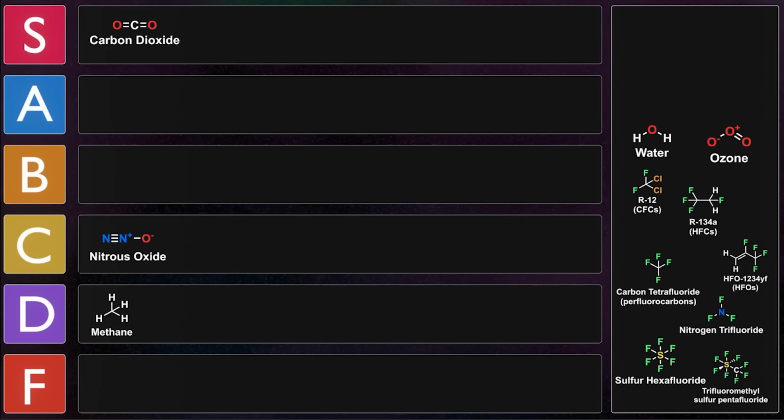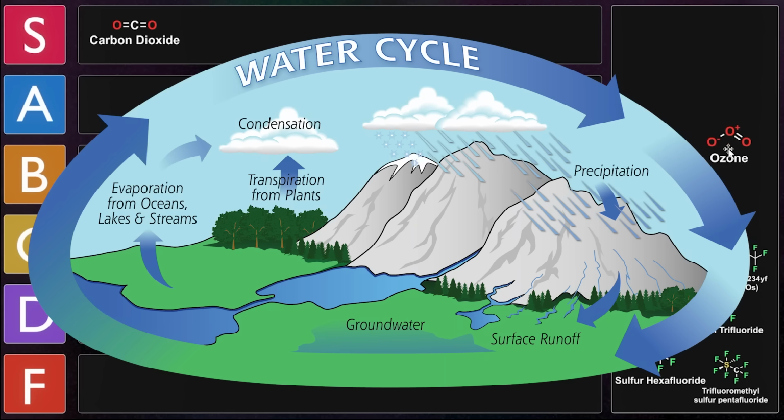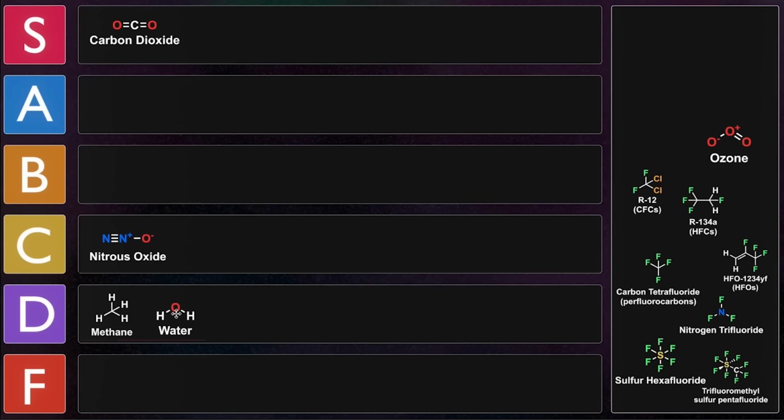This means that even though water vapor is not directly controlled by human activities, its role in global warming is significant. The concern with water vapor lies in its ability to enhance the warming initiated by other greenhouse gases, leading to more intense and prolonged climate changes. Fortunately, water has a very short lifetime in the atmosphere because of the water cycle, but it does still play a role in the greenhouse effect. So for that reason, we'll put it into D tier with methane just due to its sheer significance.